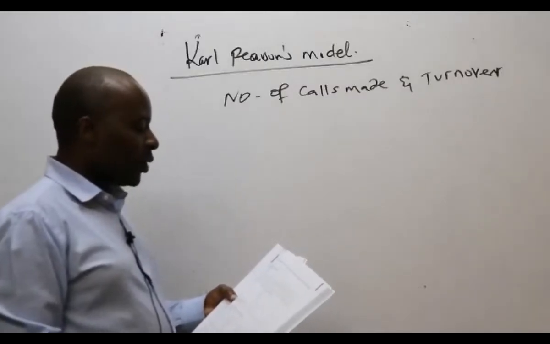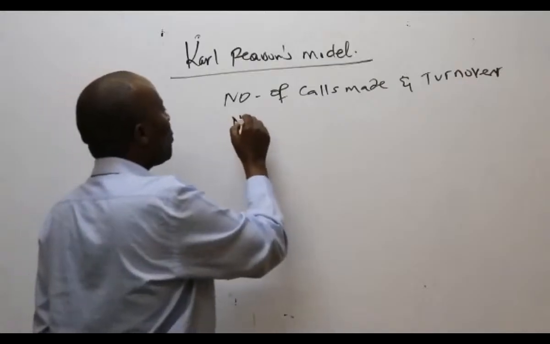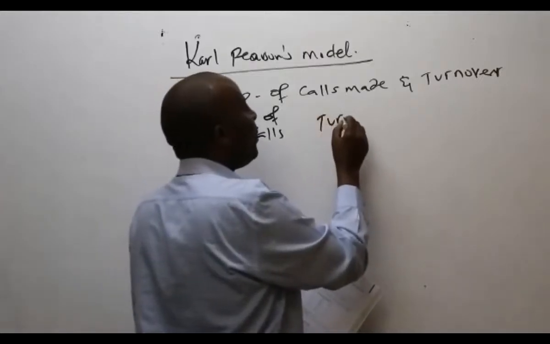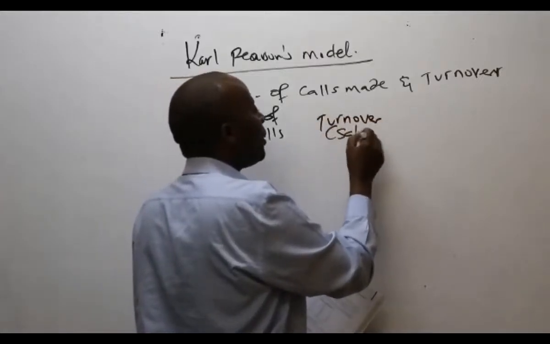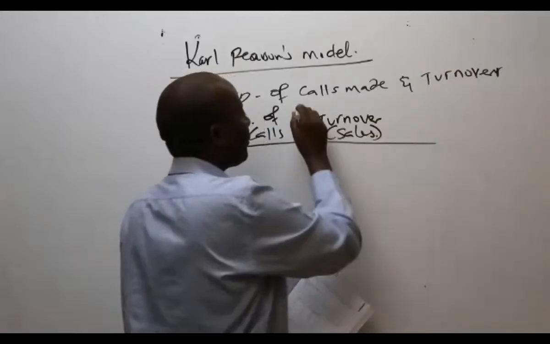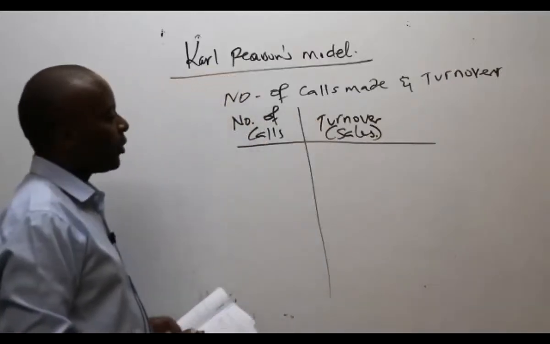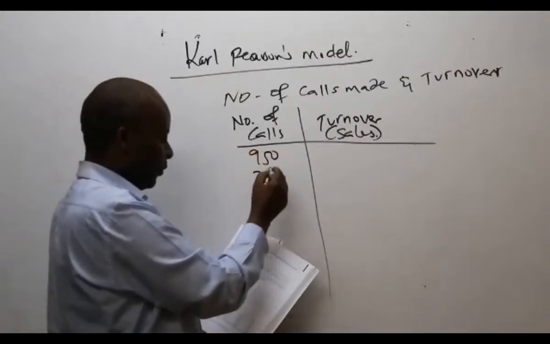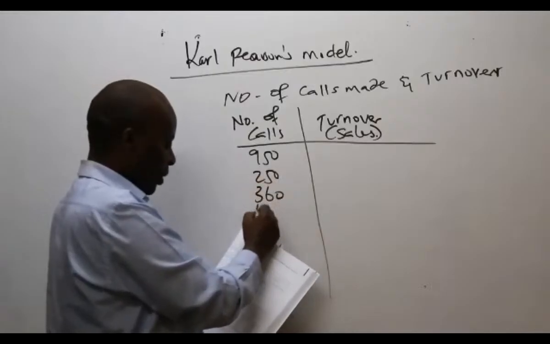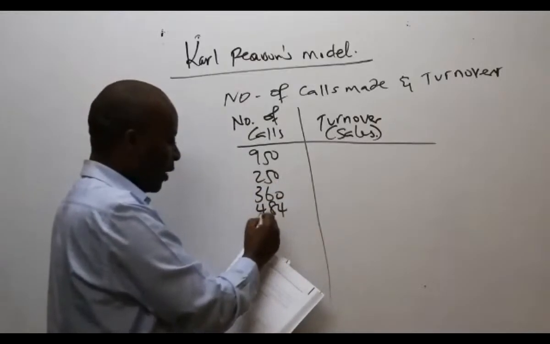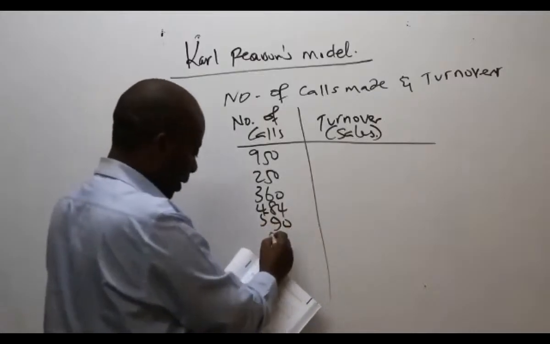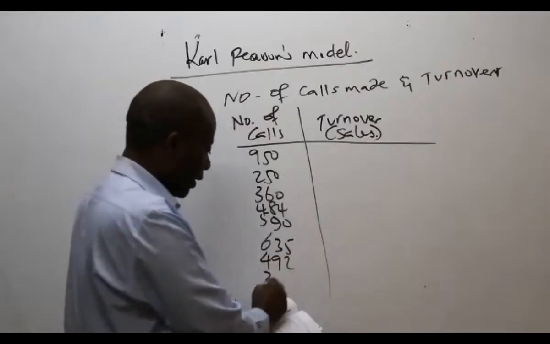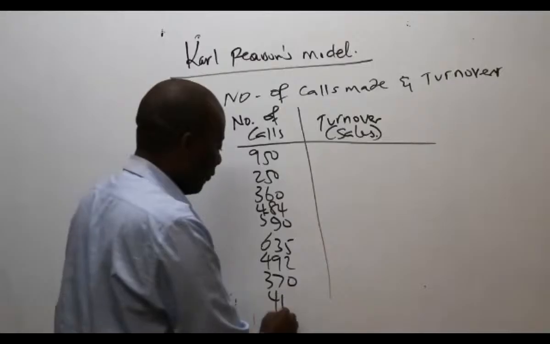They have gone ahead, ladies and gentlemen, to give me the number of calls, and then they have given me turnover. Please remember that turnover is the same as sales. So here they have given me 950, 250, 360, 484, 590, 635, 492, 370, and then 415.